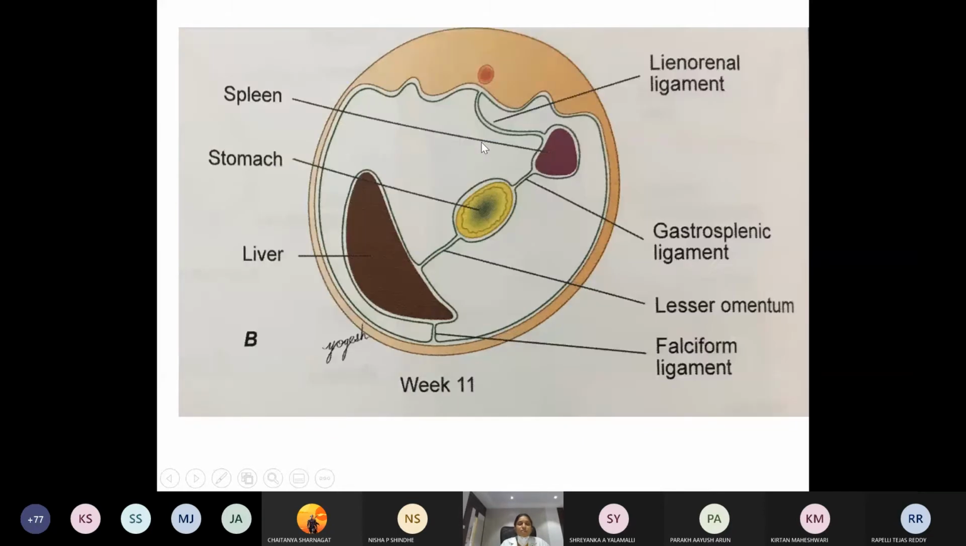Now after rotation, because I told you stomach will rotate, right? See the positions of all these ligaments. This is the falciform ligament. Here you will find the lesser omentum, then gastrosplenic ligament, and see the lienorenal ligament here. So the positions of the ligaments will also change according to the rotation of the organs.